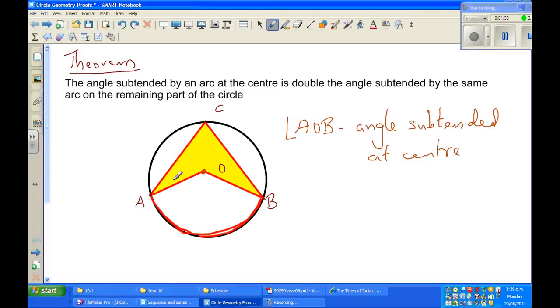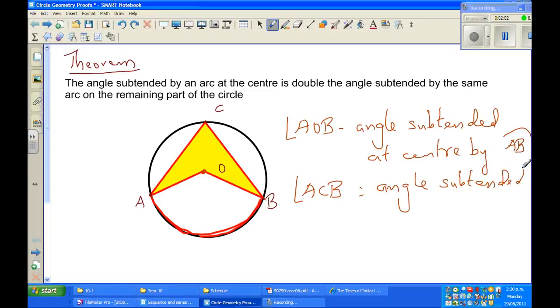So this angle, and the same arc is subtending an angle ACB. So this is angle ACB, which is the angle on the remaining part of the circle. So angle ACB is the angle subtended by arc AB at the remaining part of the circle. Let us understand the meaning of the words.